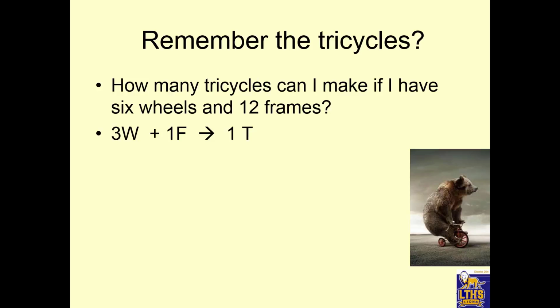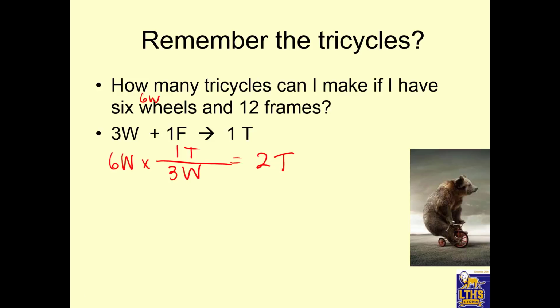Okay, remember tricycles? We need something for bears to ride on, so we have to make tricycles. So here's the balanced equation for making tricycles. If I have 6 wheels and 12 frames, I have 2 amounts of reactants. So I've got to figure out which one of these 2 reactants gets used up and how many tricycles I can get. So I would say, well, if I have 6 wheels, then I find out I need 3 wheels for each tricycle, and I'll be able to make 2 whole tricycles.